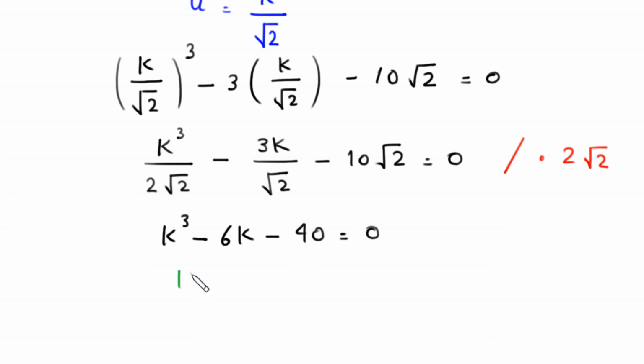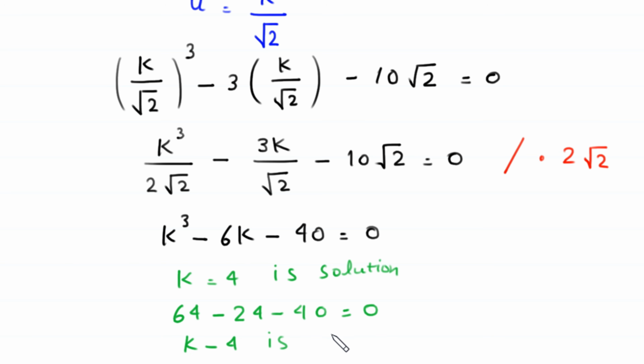If we check k is equal to 4 in this equation, then 4 cubed will become 64, negative 6 times 4 is negative 24, and this negative 40 equal to 0. It means that 4 is a solution of this cubic equation, which also means that k minus 4 is a factor of this cubic equation.